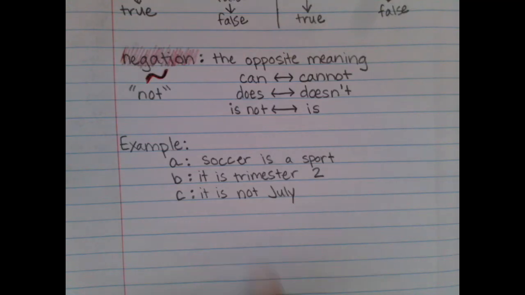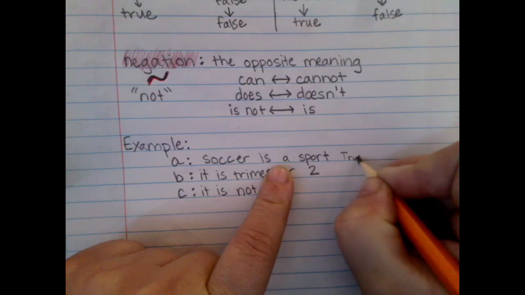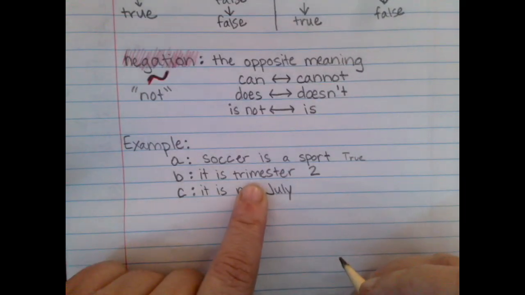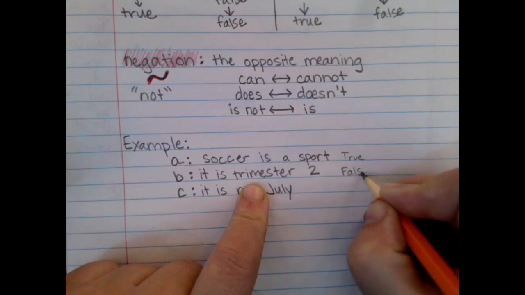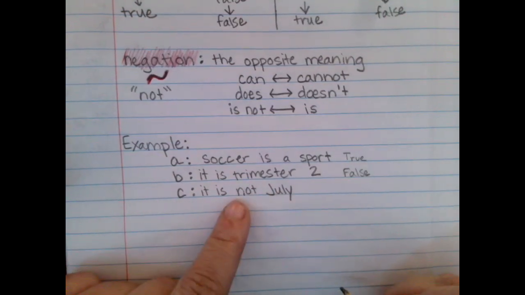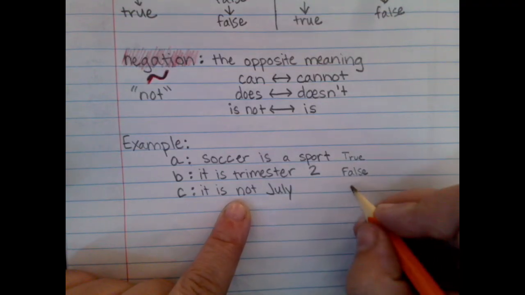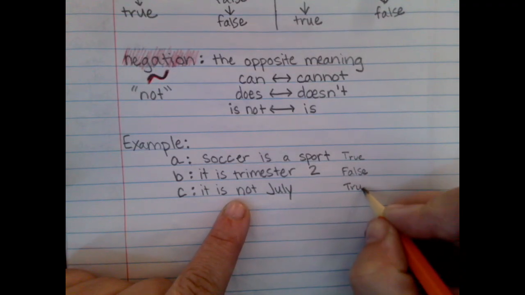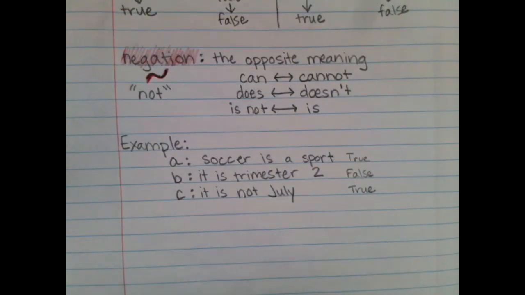Okay, is soccer a sport? Yes, that's true. Is it trimester 2? No, so that's false. Okay, this one you got to think a little bit harder. Is it not July? True. It's not July, right? If it was July, we'd say that's false. But it's not July. That's true. Okay, you're all at school. We're not usually at school in July.